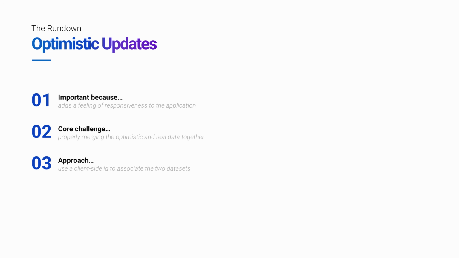So in review, optimistic updates are important because they add a feeling of responsiveness to the application. The core challenge is properly merging the optimistic and real data together, and the approach that Lore follows is to use a client-side ID to associate the optimistic and real data.